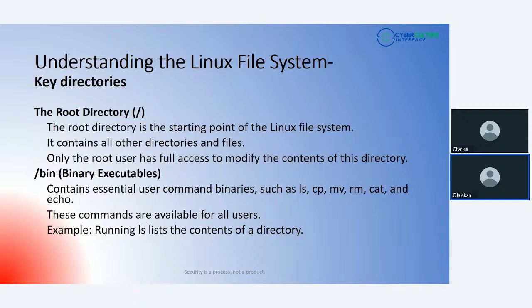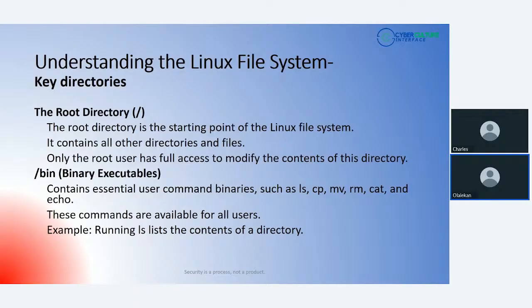So then we have the bin, which refers to binary executables. This folder contains command binaries, such as all the commands that you run on Linux: ls, mv, cp, cat, echo, all the essential commands. Especially ls, which means list. When you type ls, it will give you a list of all the things contained in the folder where you are. Then you have cp, which is copy, mv, move, and rm, which is remove a file.